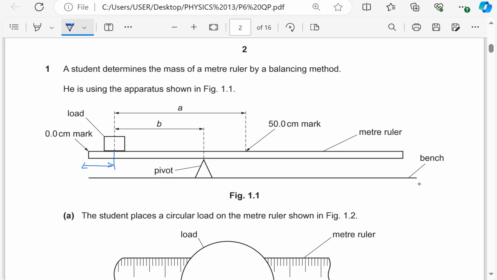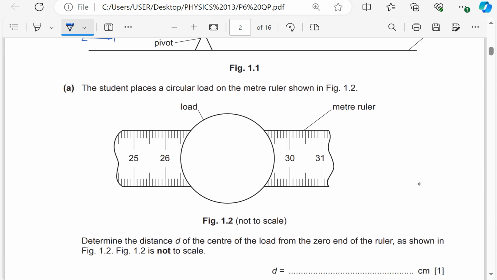First of all, we need to find where the center is. On this side of the load, I think it is here, and on the other side, I think it is here. So the scale is 25, 26. This is 26.5. And on the other side, 29.9, 29.8, 29.7, 29.6, so this should be 29.5.